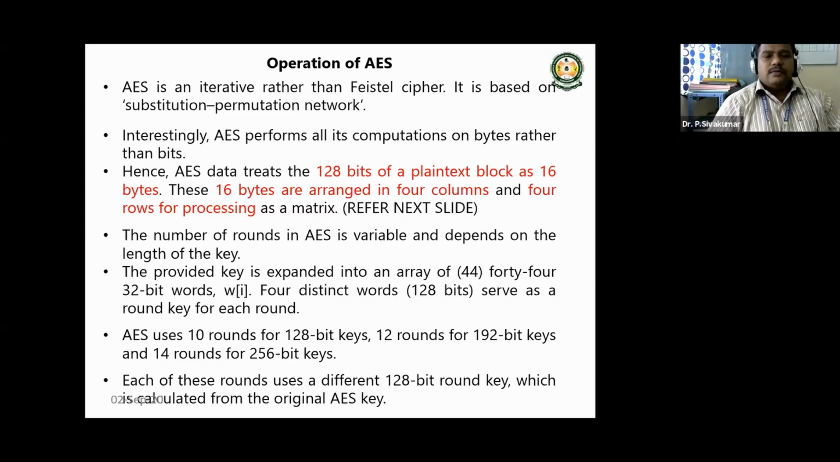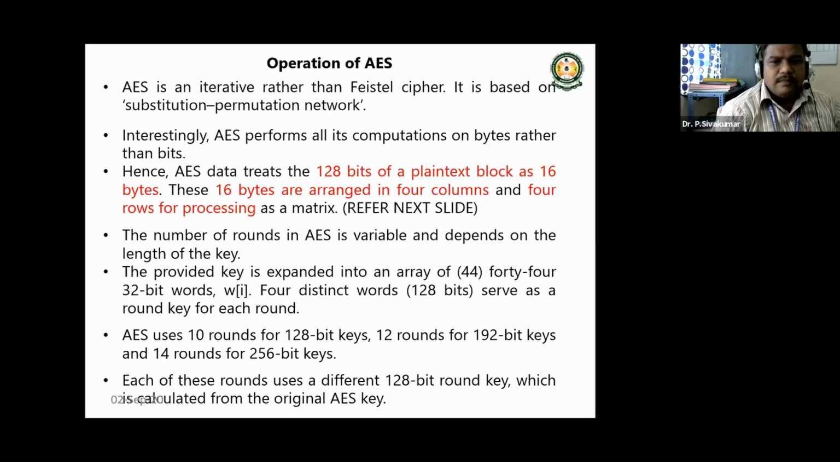So you read out all these steps of operation carefully, then only you can easily understand what is the operation of AES. Okay, AES is an iterative cipher. It is not a Feistel cipher, it is an iterative cipher. It is based on the substitution permutation network. So the iterative cipher you can also call as another SP network. Okay, substitution permutation network.